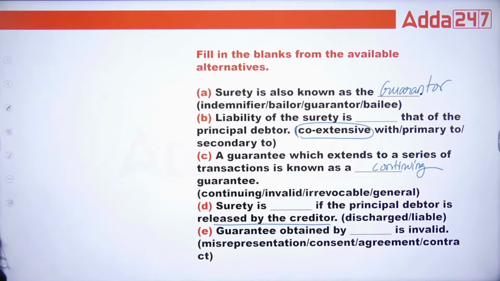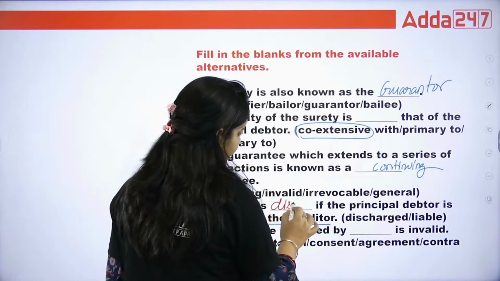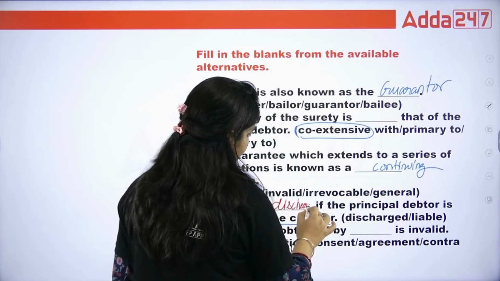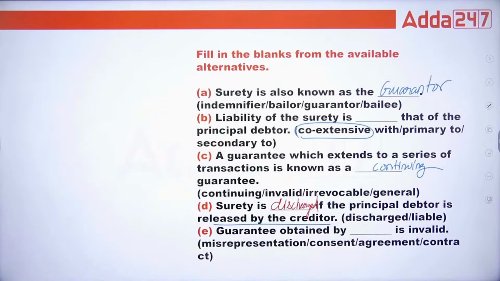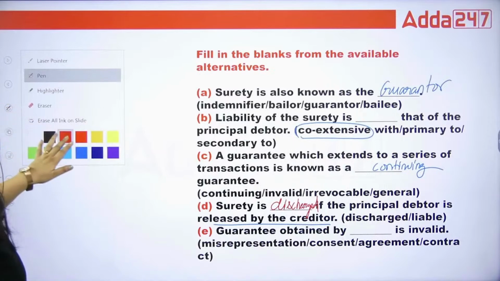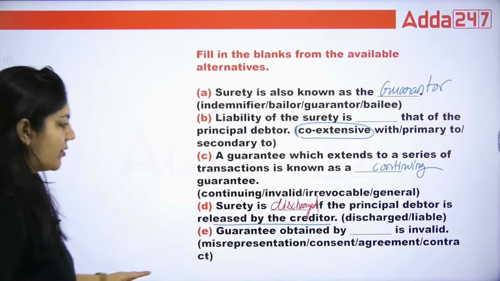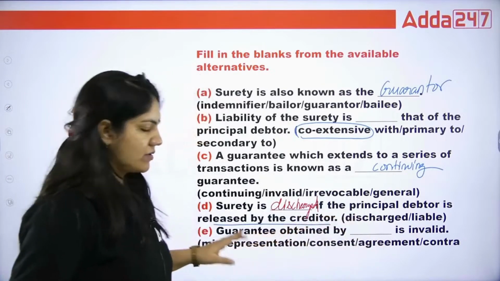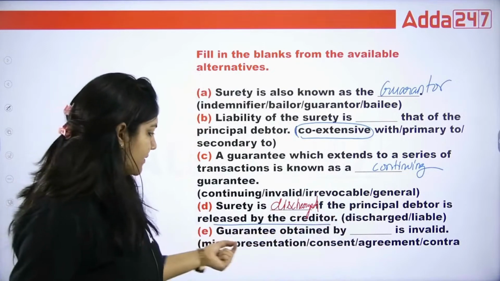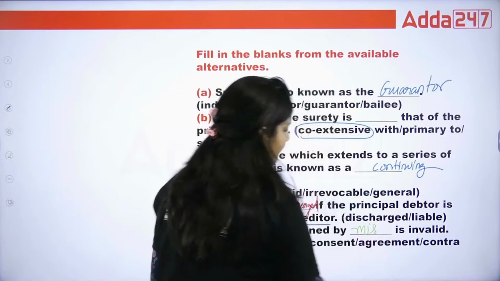So in that question, the surety will also be discharged if the principal debtor is discharged. Okay. Guarantee obtained by dash is invalid. Guarantee obtained by misrepresentation, consent, agreement, contract, that is invalid. So class, guarantee obtained by misrepresentation is invalid.